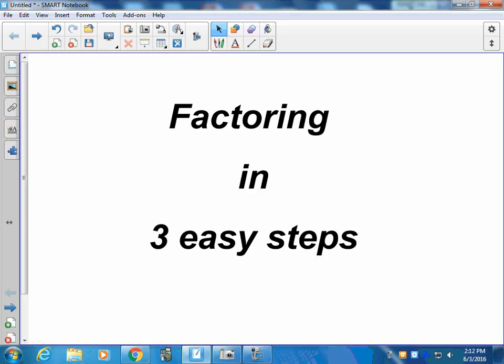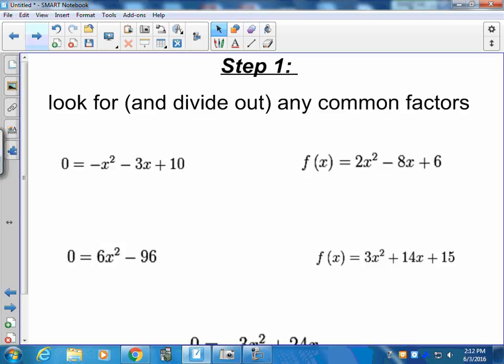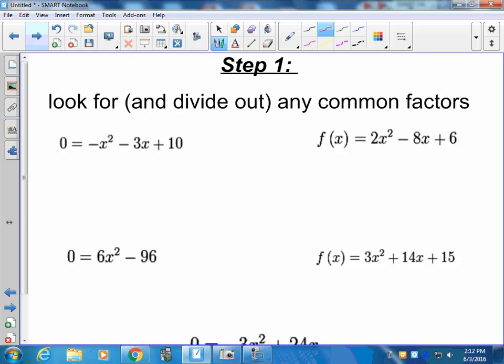Now, step one with factoring, you want to look for and divide out any common factors in your quadratic equation. So when we're looking through, sometimes the common factors are real easy to notice. If I look here, I have a 2, an 8, and a 6. Okay, they are all divisible by 2. And when I divide that value out, I need to put it in front. And then I complete the division.